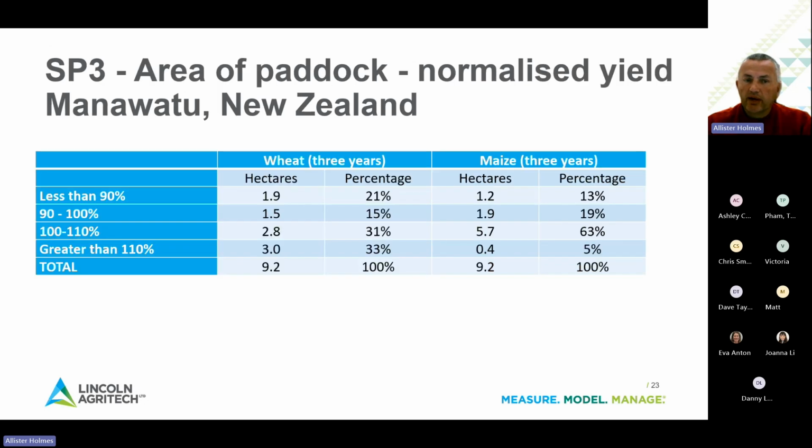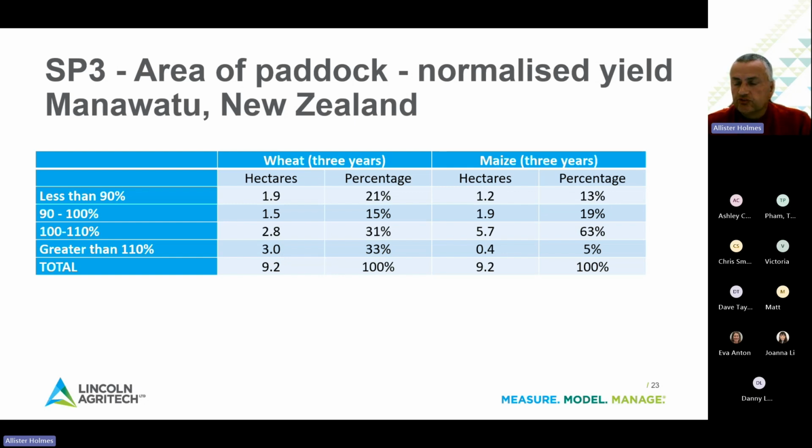And we can start breaking down what the different zones of the paddock are as normalized yield. If we look at the left-hand side there, we can say how much of the paddock performs less than 90% of average. In this case, it's 1.9 hectares of wheat, which is 21% of the area, 1.2 hectares of maize, which is 13% of the area. So we can see from that as well that the performance of wheat is more variable than maize.